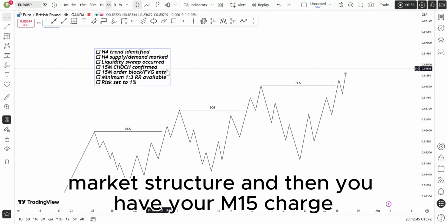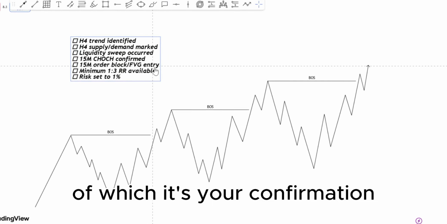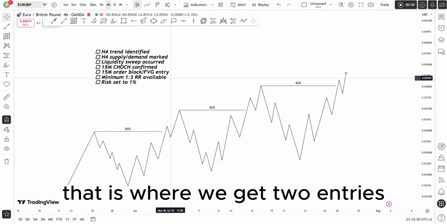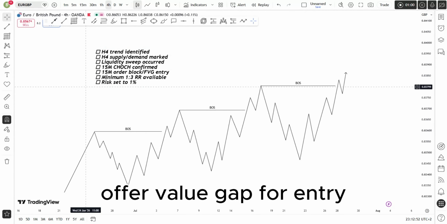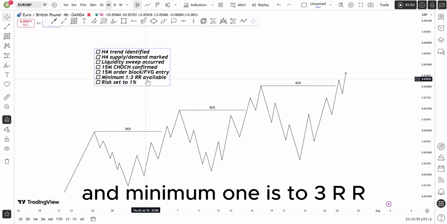And then you have your M15 CHOCH, of which it's your confirmation. That is where we get 2 entries, the 15-minute order block or fair value gap for entry, and minimum 1 is to 3 RR.